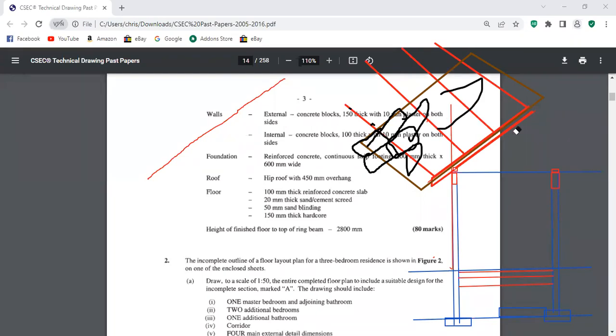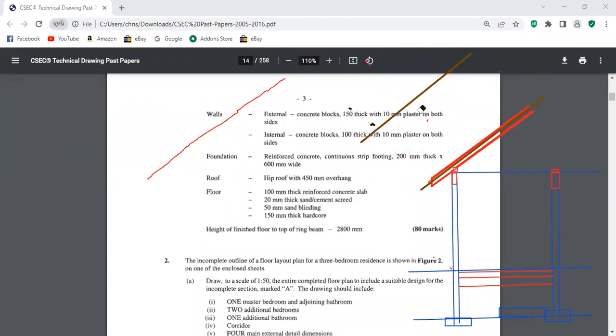Any question? The type of roof that you produce would be relative to what they ask you. And it's important to know that the shape of the roof is relative to the type of roof that they ask you to draw.